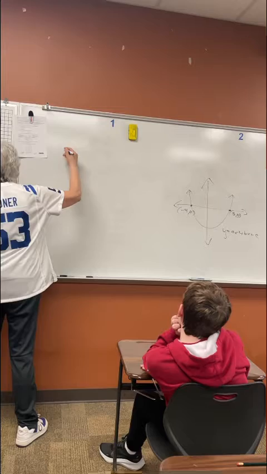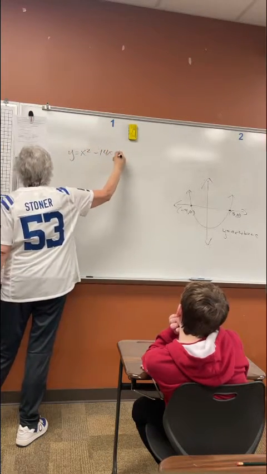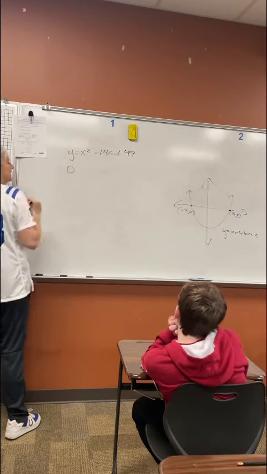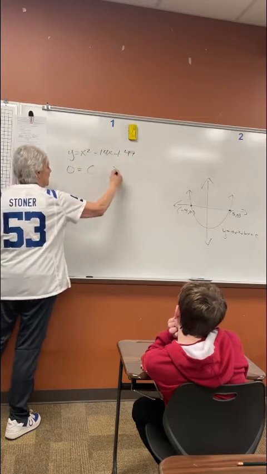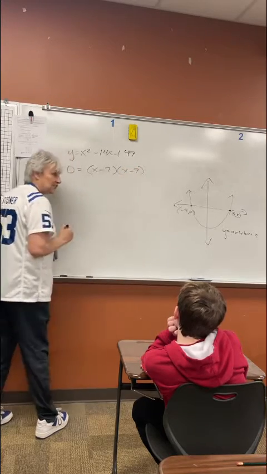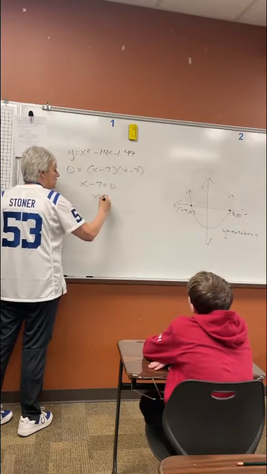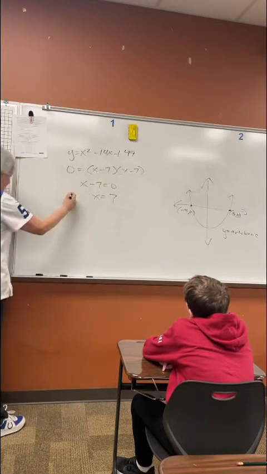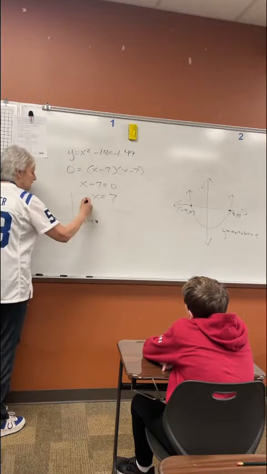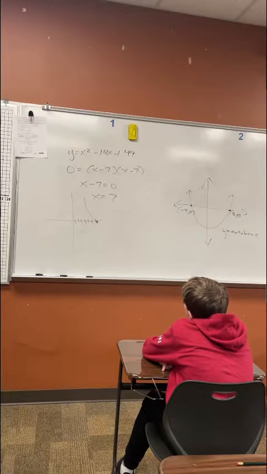Okay, let's take another one. X squared minus 14x plus 49. We're going to set that equal to 0. It's two -7s. What do we get? X minus 7 twice. So if x minus 7 equals 0, x is 7. That means your parabola, 1, 2, 3, 4, 5, 6, 7, only has one solution.